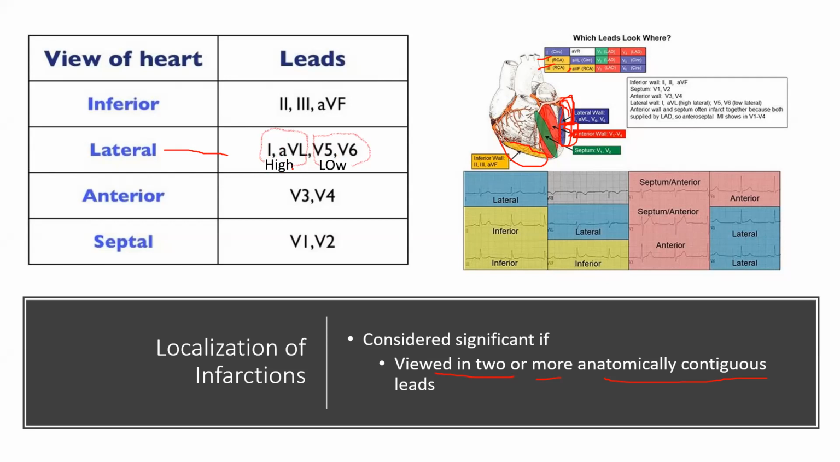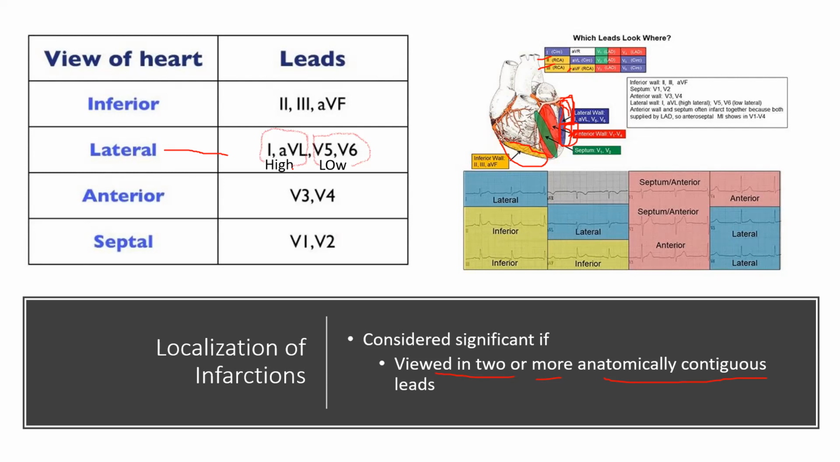So let me illustrate this. If I have ST elevation in lead 2 and another ST elevation in V6, is this significant? Can you answer? It will not be significant because they're not related. They're only going to be significant if there are related leads. Related leads are the contiguous leads.